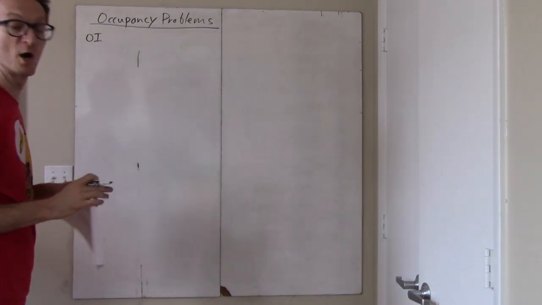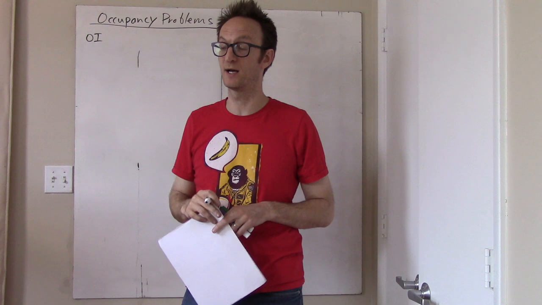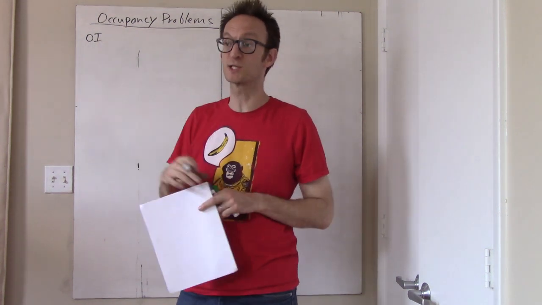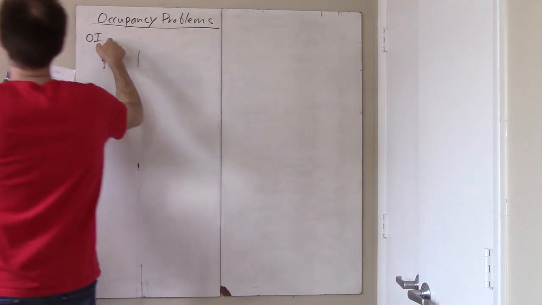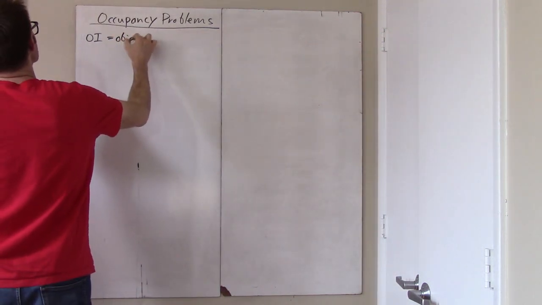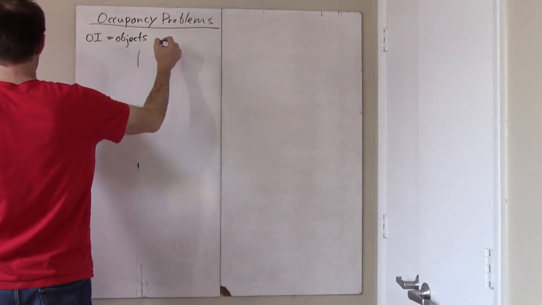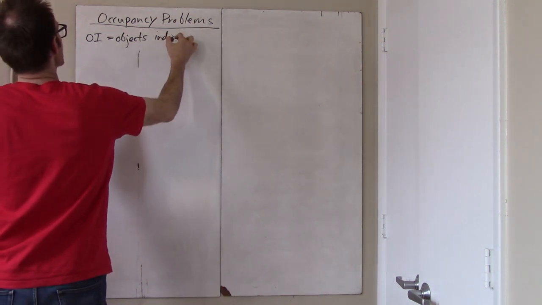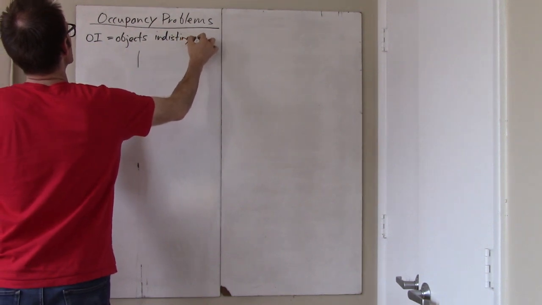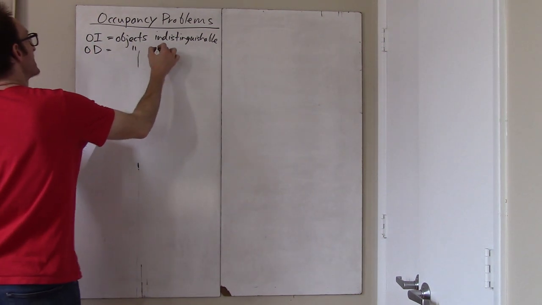The three axes are whether the objects are distinguishable. So are we passing out candy bars that are all different candy bars? Or is it just like, do I just have like 20 Snickers bars, and so I can't tell them apart from each other? OI stands for objects indistinguishable. And OD stands for objects distinguishable.